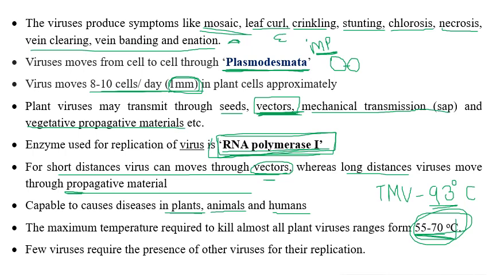And then some viruses require the presence of other viruses. For some viruses like satellite viruses, they need another virus, or helper virus, for replication as well as infection. So this type of virus also exists.